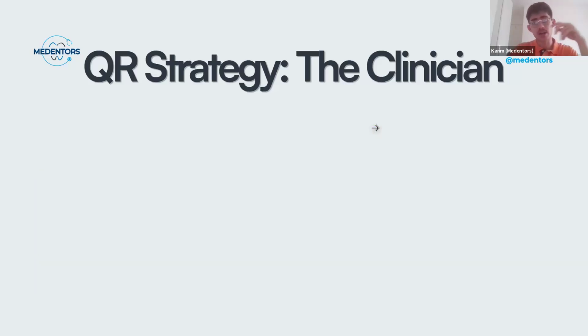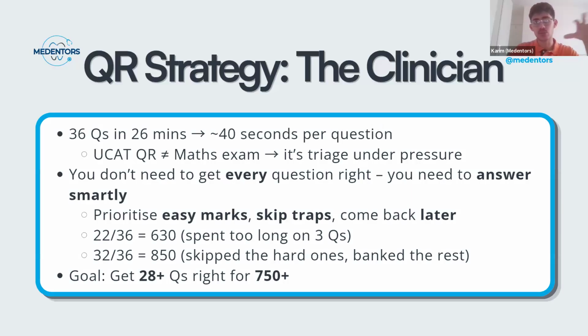So the UCAT QR is unlike any maths exam. It's not about getting the maths right. It's about triaging. So the concept with QR is you don't need to get every single question right. You need to answer smartly. So what does that mean?